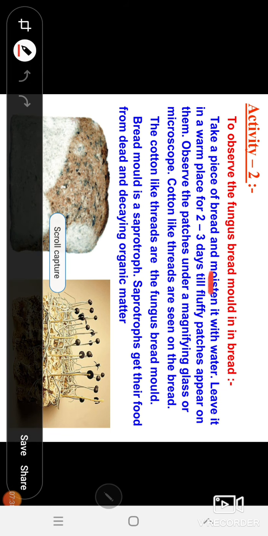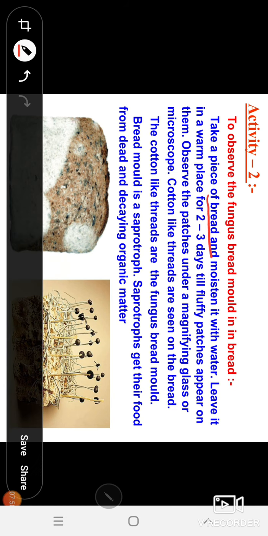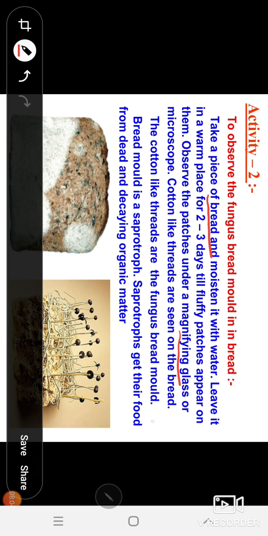to observe the fungus bread mold on a bread. So how to carry out this activity? Many times you may observe this type of thing in your home also in case of bread, without knowing. So for this activity you must take a piece of bread and a magnifying glass. By taking these two, how do we carry out the activity?